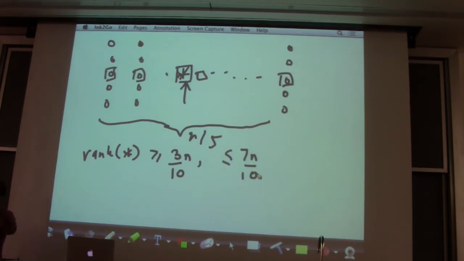But is this true? And here's a very clever reason. Remember that this element is the median of all the medians. So in particular, among the set of medians, it's in the middle. Its rank among the medians is something like n over 10. So there are, in particular, n over 10 medians that are less than it, because it's in the middle of them.